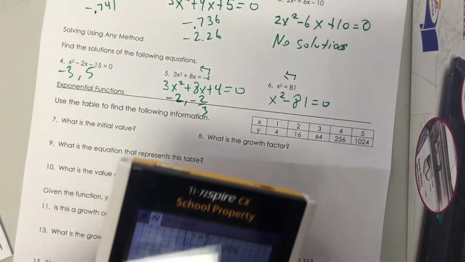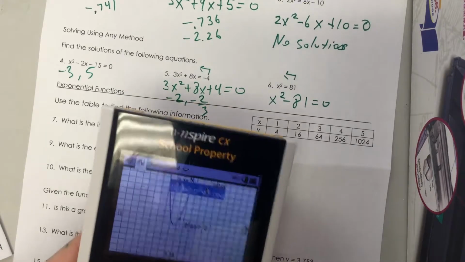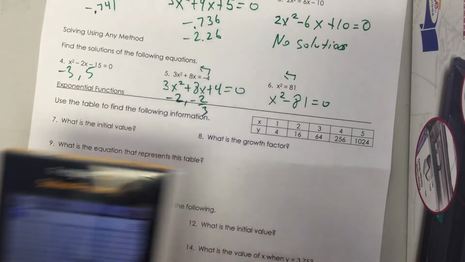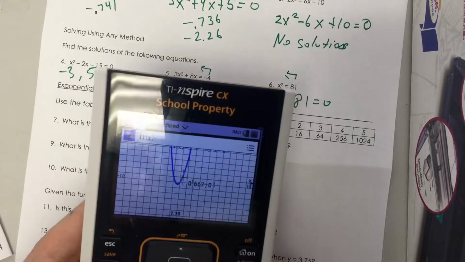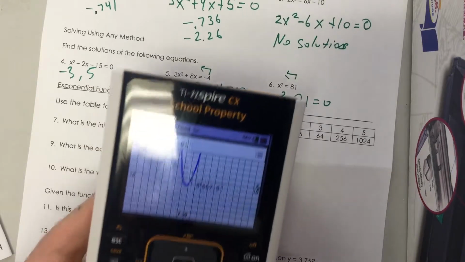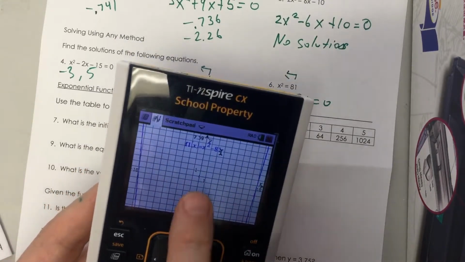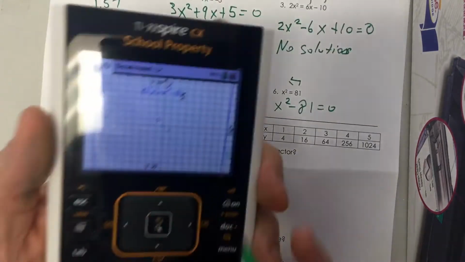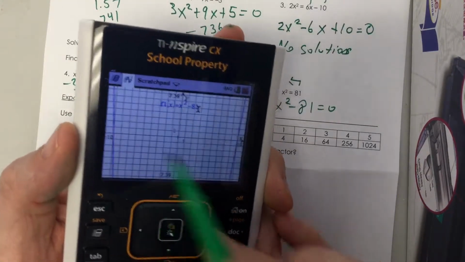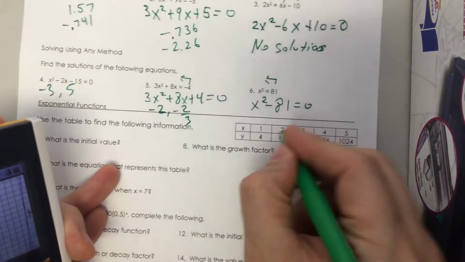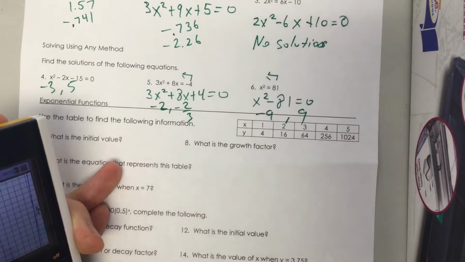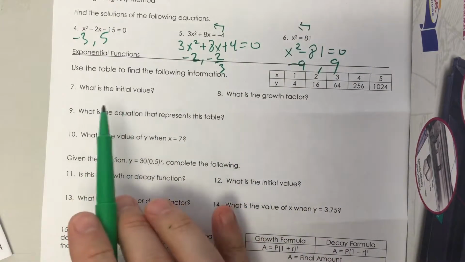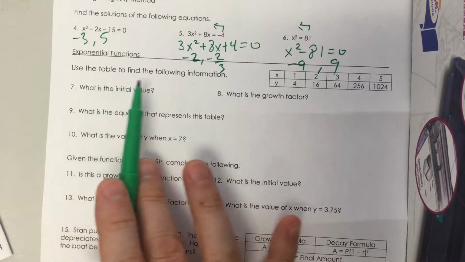Okay, so I'm going to double click this and type over it. I'm putting in x squared minus 81. There it is. Now, we know 9 times 9 is 81. And when you count this, you get negative 9. And then you get positive 9. Those are our two solutions. There you go.